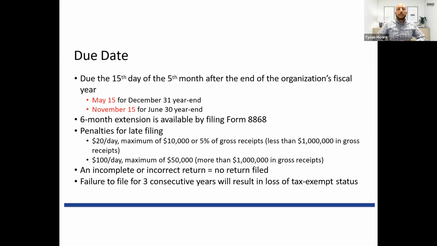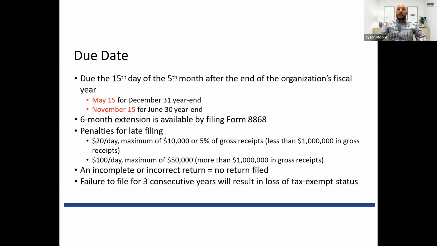So when is your 990 due? Well, it's due May 15th if your year end is December 31st, or November 15th for those with a June 30 year end. If for some reason you're not able to file by the deadline, maybe you're waiting on your audit to be completed, maybe you don't have the right information, you can file an extension. However, you need to make sure that that extension is filed by your original deadline. So that would be the May 15th or November 15th deadline.